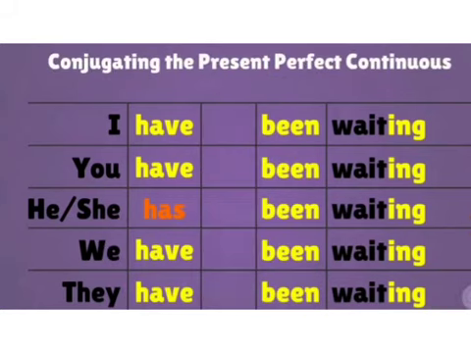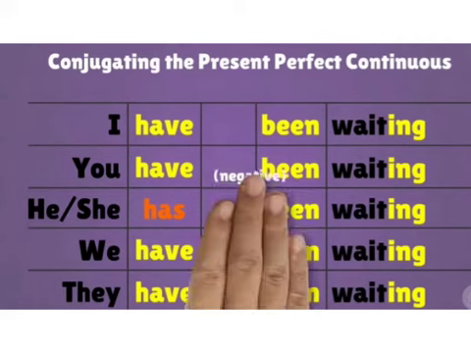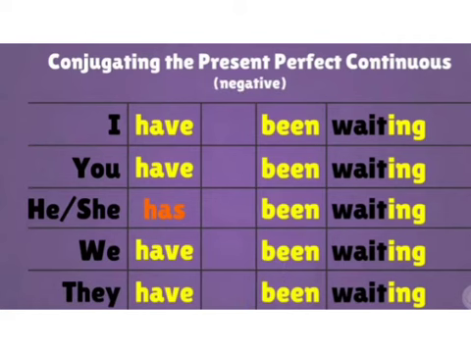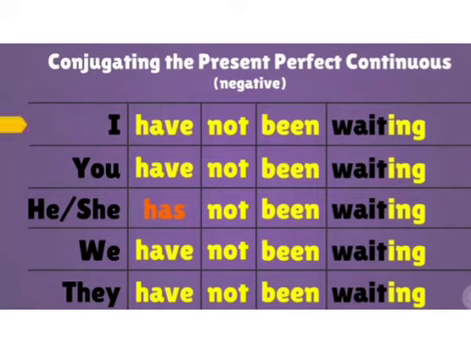So what will come? Fill in the gap, children. Yes, you are right for negative. Not. I have not been waiting. You have not been waiting. She has not been waiting, or he has not been waiting. We have not been waiting. And finally, they have not been waiting.